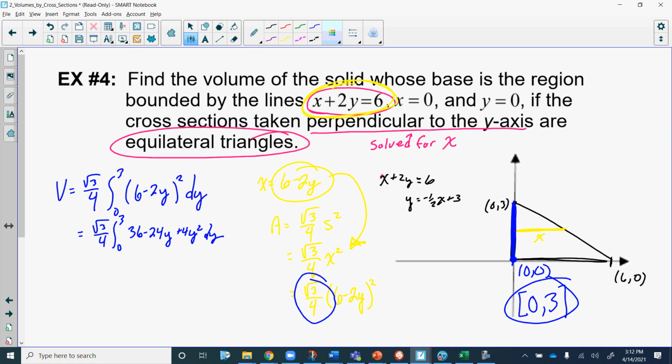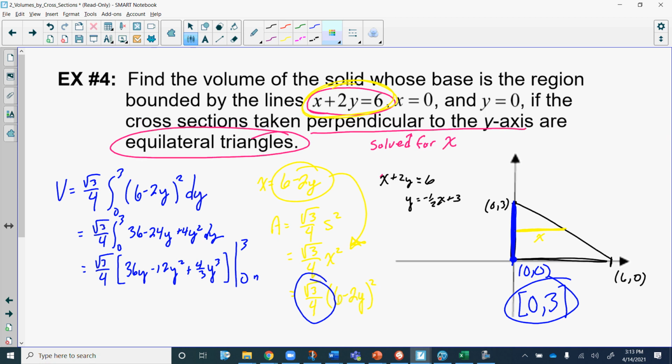So now I will be able to take the antiderivative, and in this case I'm going to have the radical 3 over 4 times, we have 36y, and then we're going to say half of 24, that'll give me minus 12y squared, and then a third of 4 is just going to be 4/3 plus 4/3 y cubed, evaluated from 0 to 3.